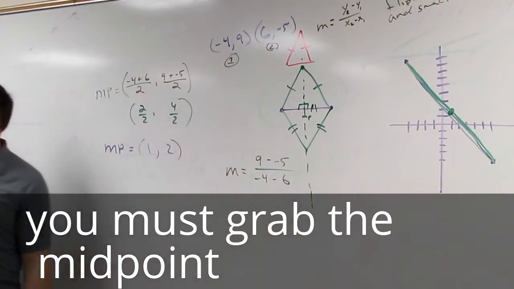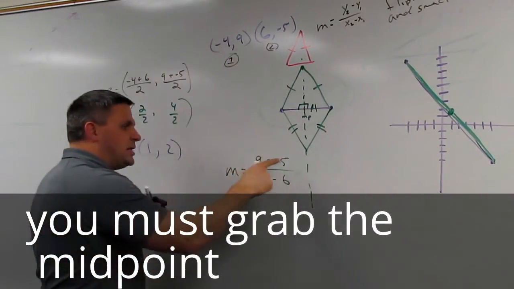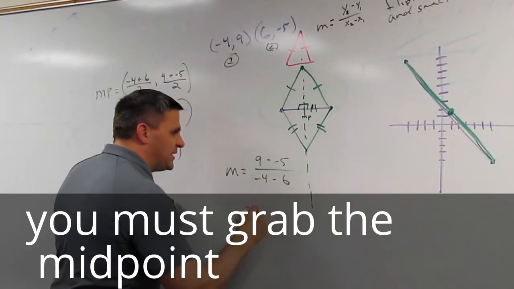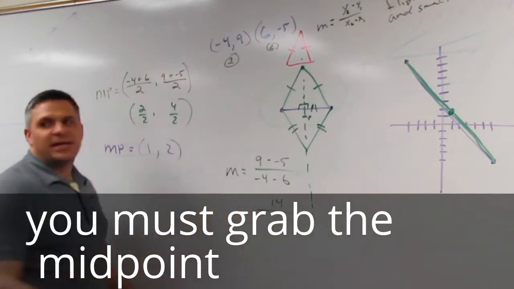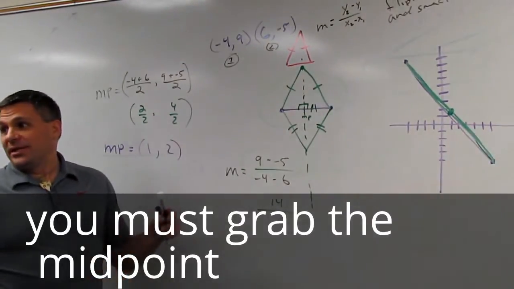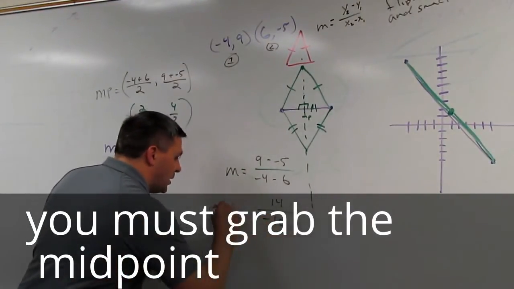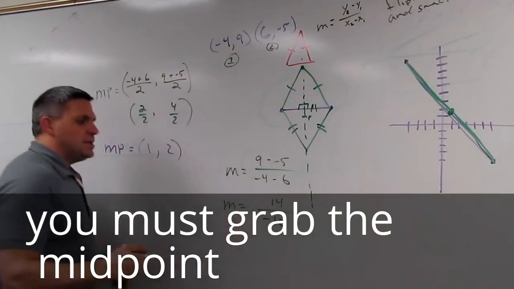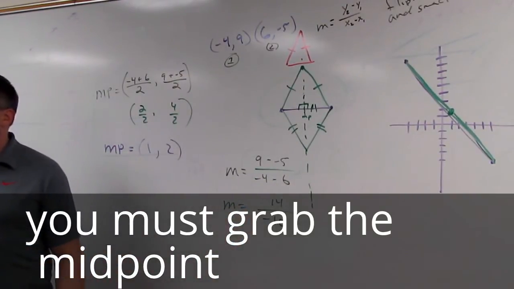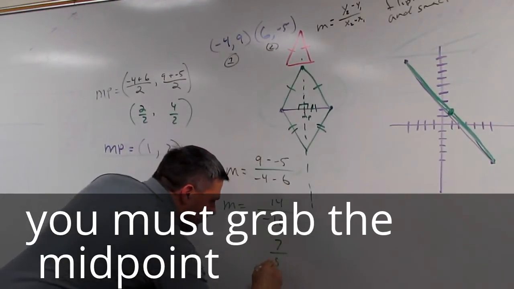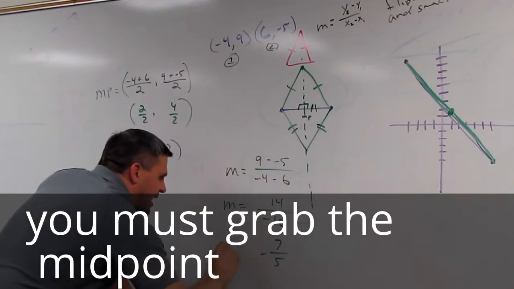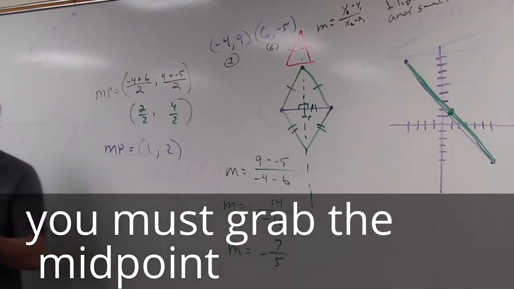Boom. So now we have 9 minus 5, which is 9 plus 5, which is 14. And now we have negative 4 minus 6, which is negative 10. So our slope is equal to 14 over 10. We could reduce that, right? 2 goes into there 7 times. 2 goes into there 5 times. We have a slope of negative 7/5.